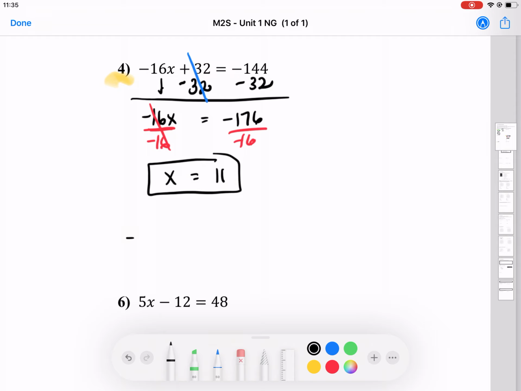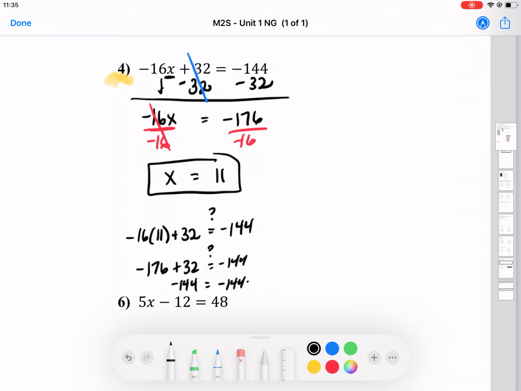Once again, you can check your answer by replacing the x up here, so -16 times 11, replace it with the 11 in this case, and double check. And -16 times 11 is -176. Remember, we're trying to see, does this actually work? And -176 plus 32 is -144. And hooray, we got it to work.